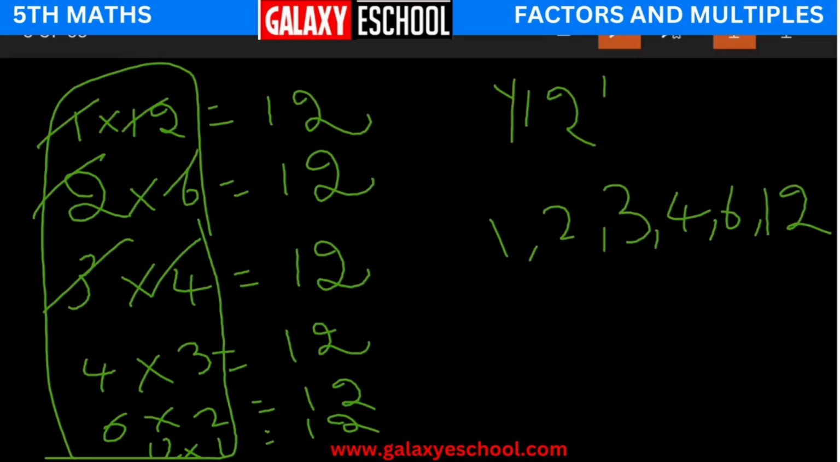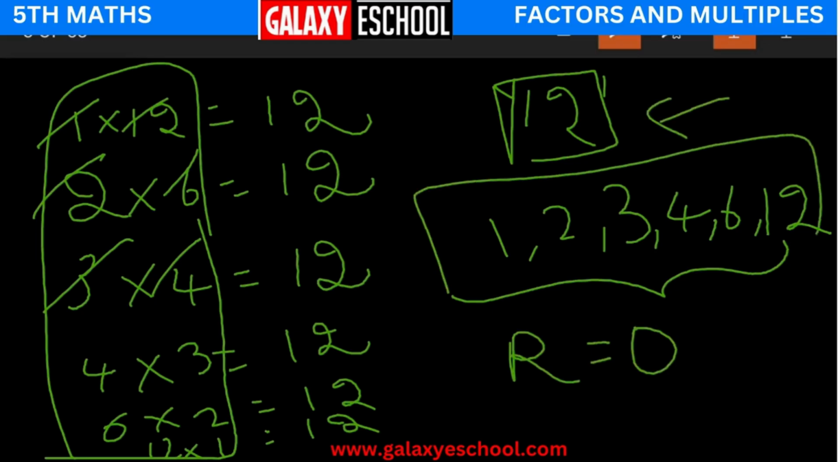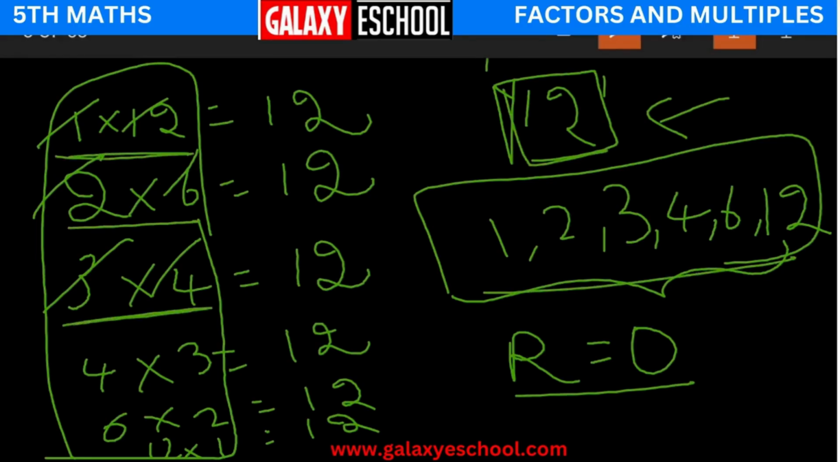So whenever you divide 12 with any of these numbers, the remainder will be 0. So that these numbers become the factors of our number 12. Understood children? So these numbers become our factors.